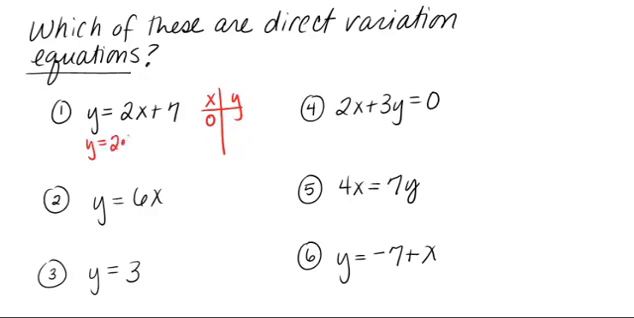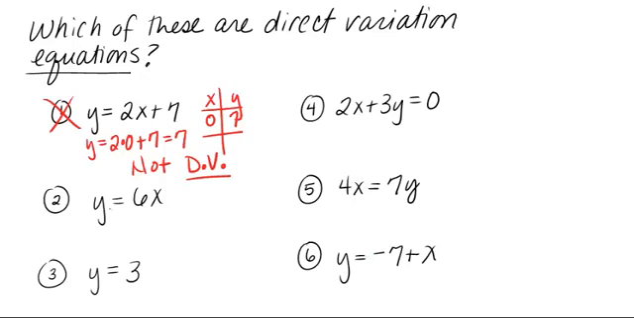y equals 2 times 0 plus 7. When we do this, we get 7. So when x is 0, y is 7. So that is not the point 0, 0, therefore this is not direct variation. And I'm going to use DV for direct variation. So this one is a big no.